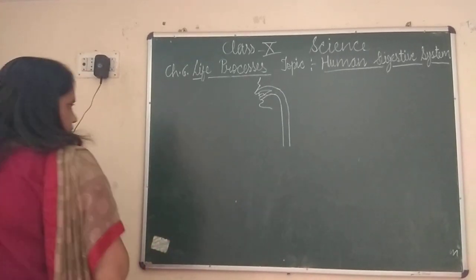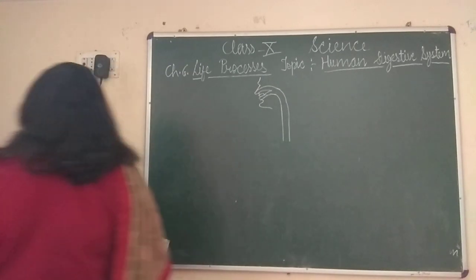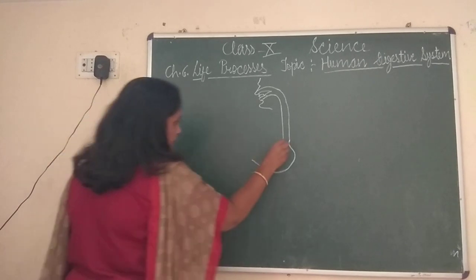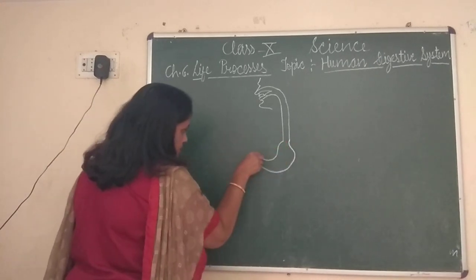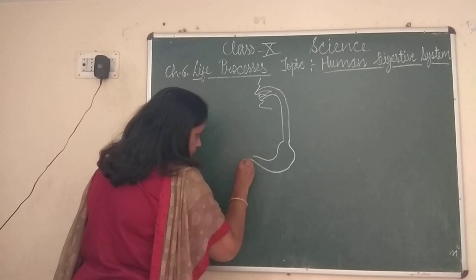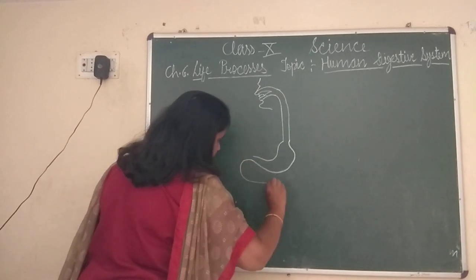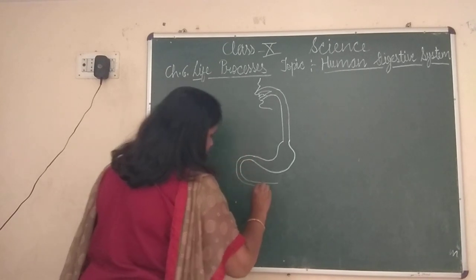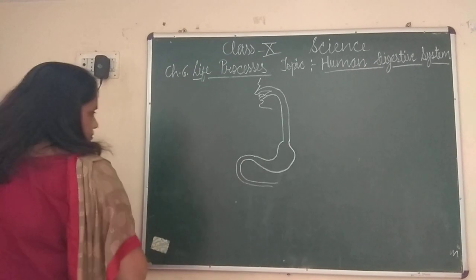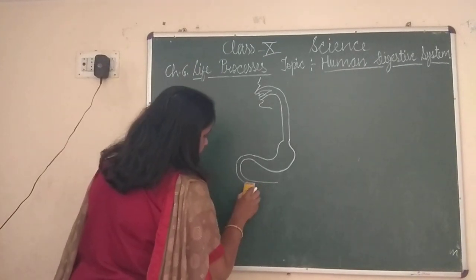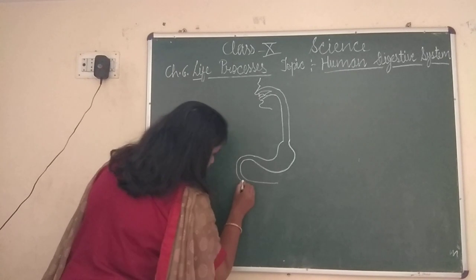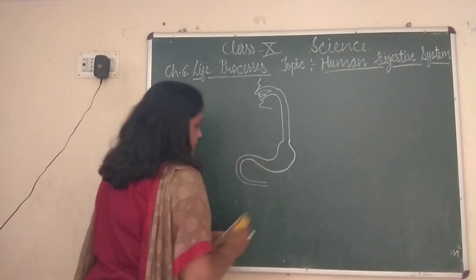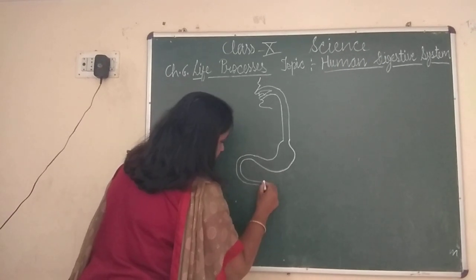Then you have to make a sac-like structure. This sac-like structure you have to draw. Now give it a U-shaped turn. Remember that the width should remain the same throughout the length. Now just bend it from here and leave.